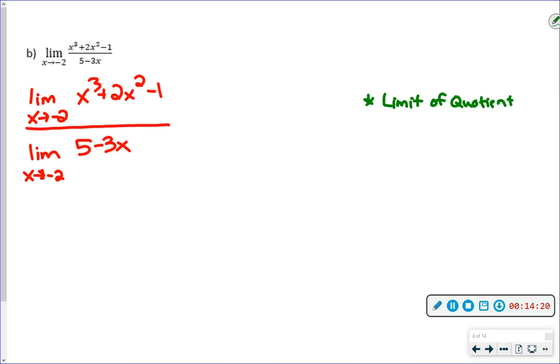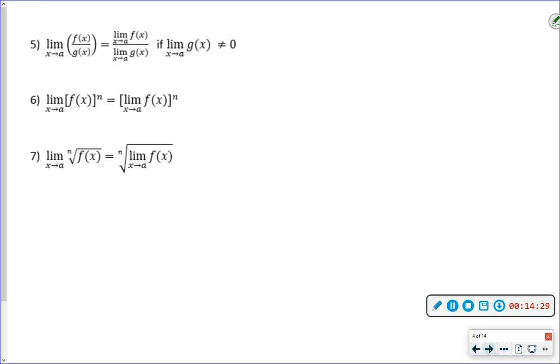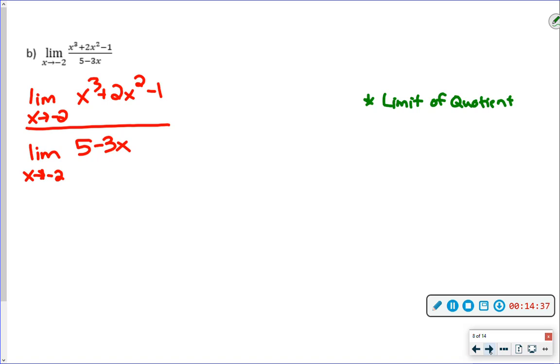So again, just to show you, I'll bring it back. I'm looking at all these crazy limit laws from the beginning. It's really that number 5, where you can put the limit on both the numerator and denominator separately. Okay, fast forward, moving on. Now it's kind of like the last problem, you have the sums and differences. So I'm going to put the limits on all the terms.